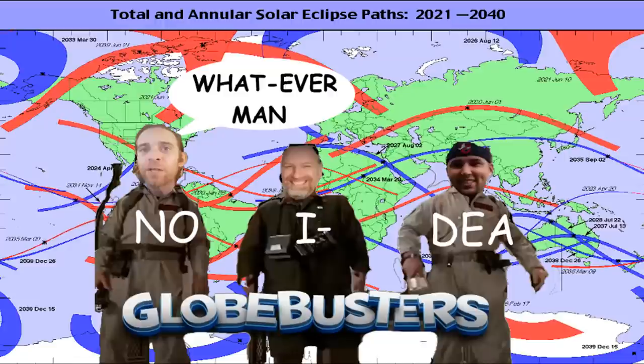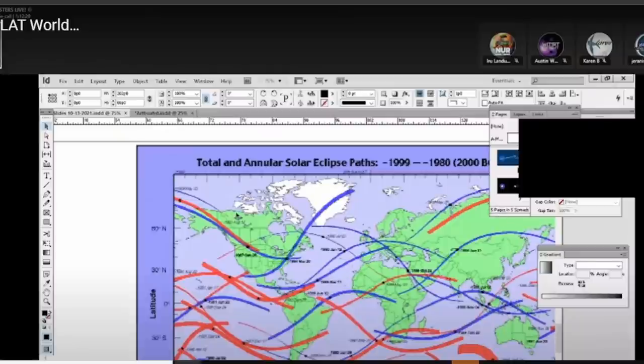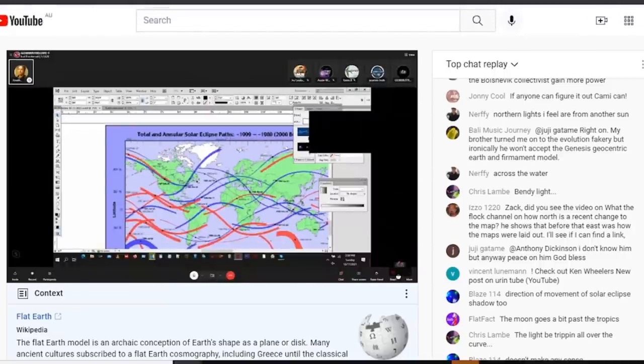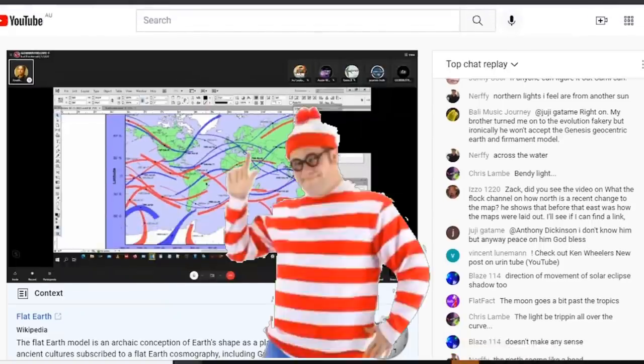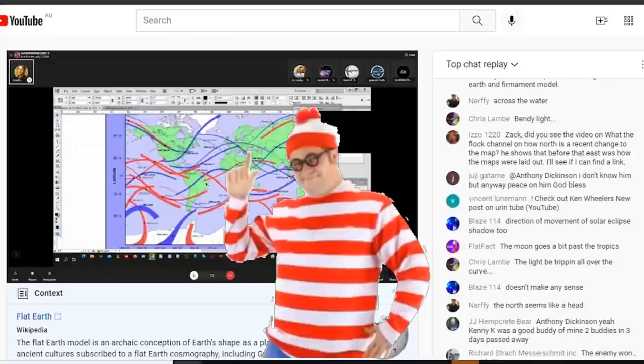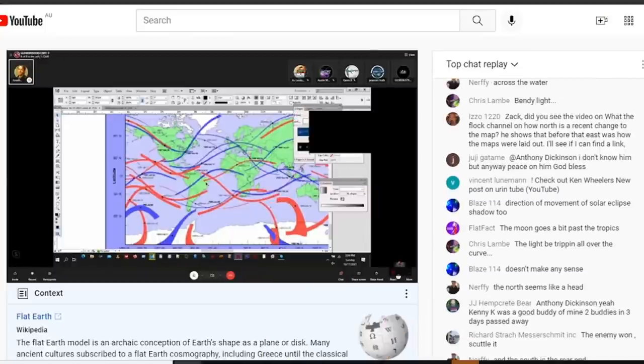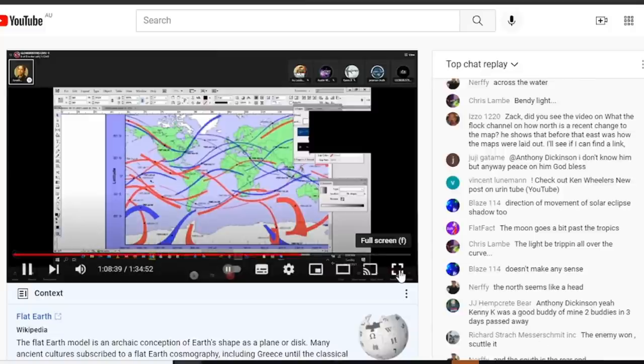How about that? Whatever, man. I mean, that's absurd. And yet we see them all over the place, definitely not just at noon. And so my point here is that the solar eclipses and their signatures just absolutely demolish the ball Earth theory, again, because they don't happen only at noon. They don't happen only in the tropical areas.